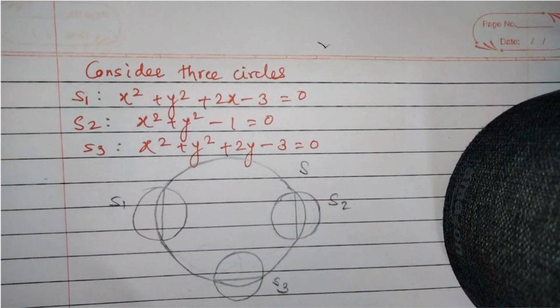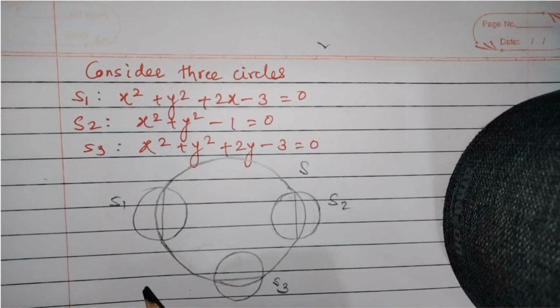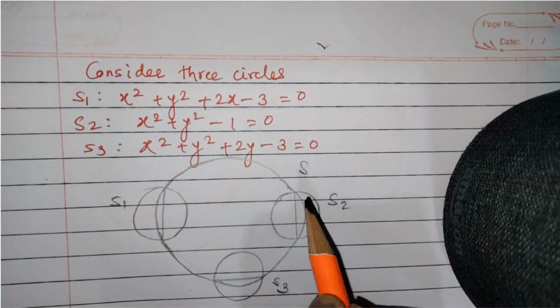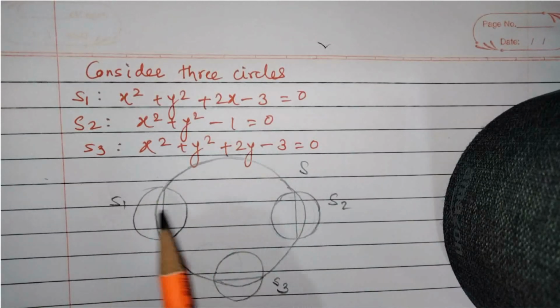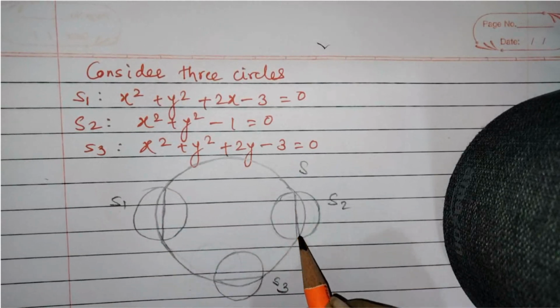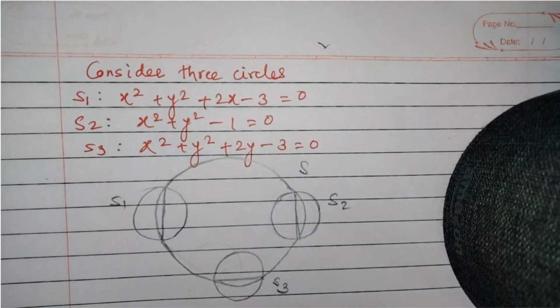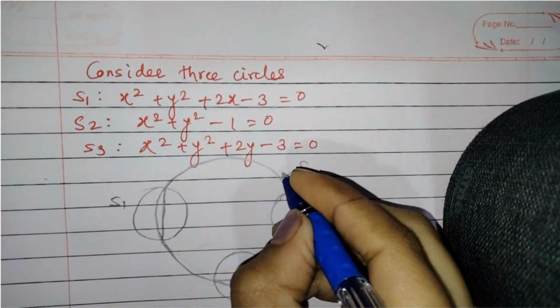Now, it bisects will mean that it will divide the circumference of these three circles into half. So the common chord of the big circle S and S1, S2 and S3 will be the diameters of these three circles, right? So this common chord will be the diameter of these three circles. Using this information, let us find out the radius of circle S. Alright, so this is circle S.